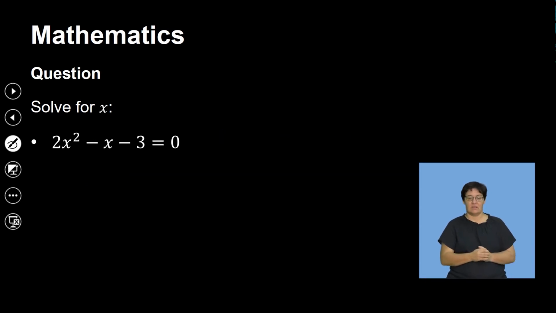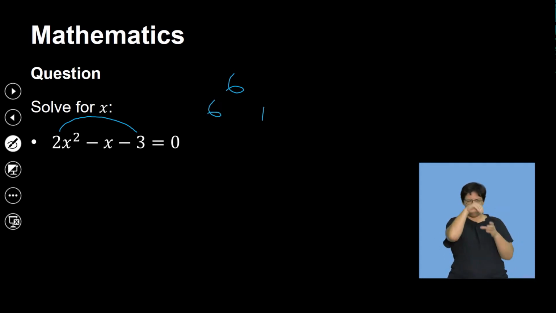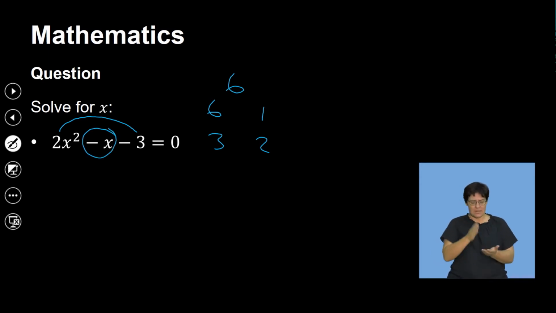This one now, you need to use factorization here, right? So to use factorization, you multiply the 2 with the 3, so that will give you 6, right? And then you write all the factors of 6. It will be 6 and 1, it will be 3 and 2. Now what do I want? I want my middle term to be a negative 1. So it means I definitely need to use the 3 and the 2. So it must be negative 3 and plus 2.